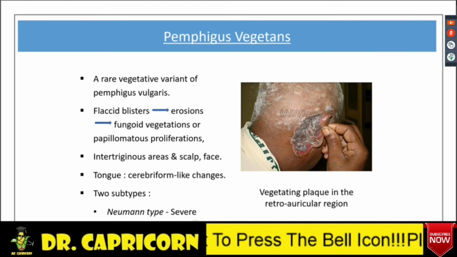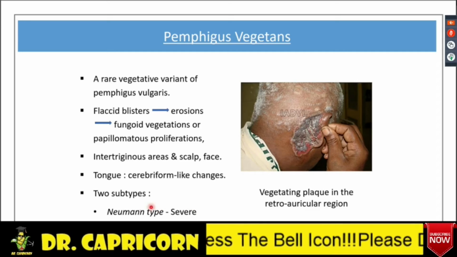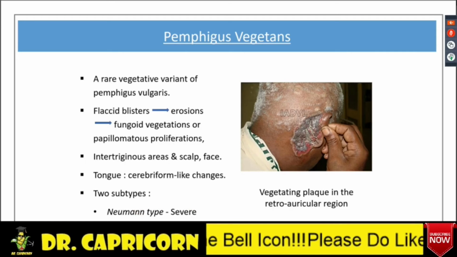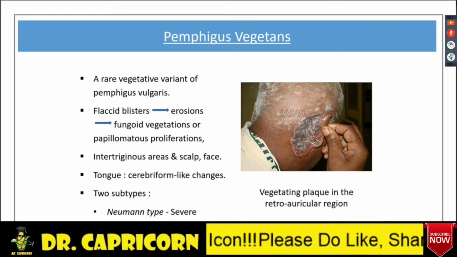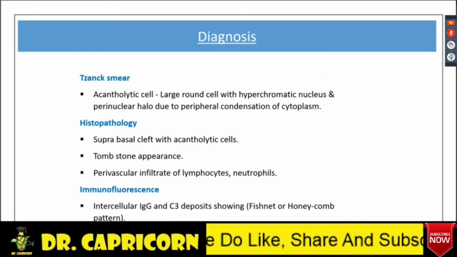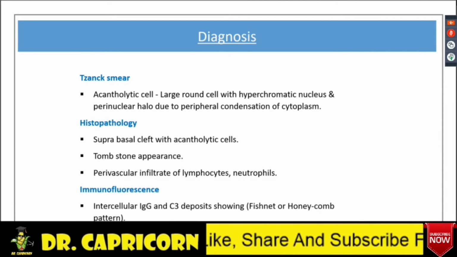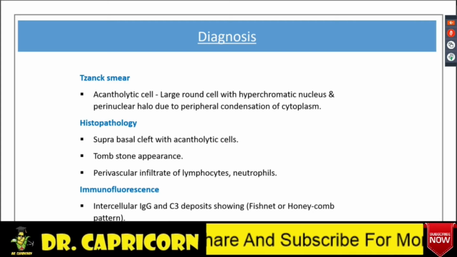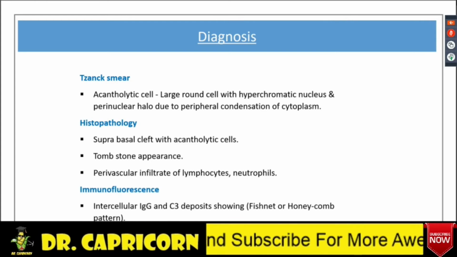There are two types: Neumann and Hallopeau types. Neumann is basically a severe variant and Hallopeau is a mild variant. So pemphigus vegetans is basically a vegetative variant of pemphigus vulgaris. Now, how do you diagnose pemphigus vulgaris? I have told you that you can do the Nikolsky sign and Asboe-Hansen sign. In the diagnostic part, you have to do a Tzanck smear.